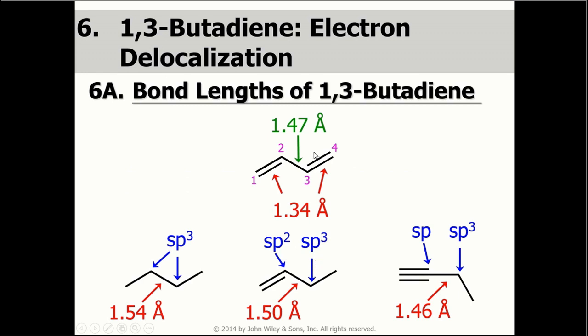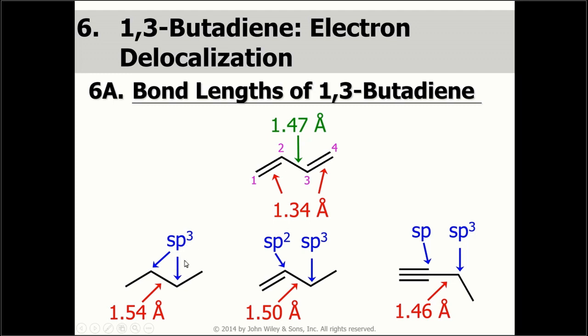So if we look at 1,3-butadiene, we can see that the bond lengths of the two double bonds are about 1.34 angstroms, and the central bond is about 1.47 angstroms. Bond lengths are really useful because they allow us to get some understanding of the hybridization state of the atoms involved. They allow us to get some understanding of how attracted to each other the atoms in question are.